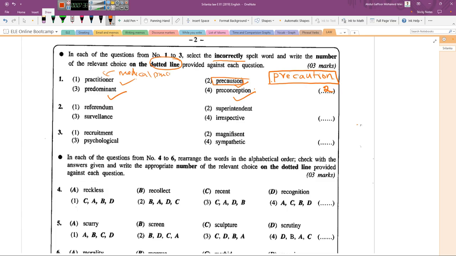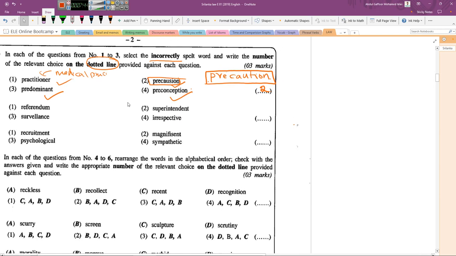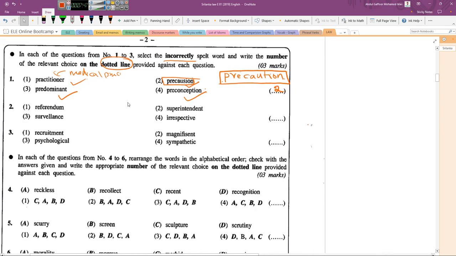Now we will look at the meaning of these words, right? So the first one is practitioner. So as I told you, medical practitioner. So practitioner is a person who works in a profession, especially in the medical field, right? So if you want to write down the meaning, this might be helpful for you.